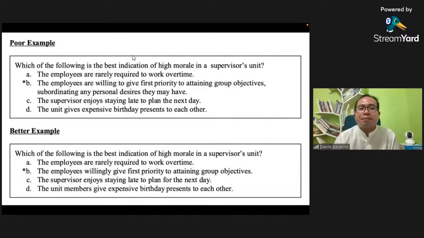For example, which of the following is the best indication of high morale in a supervisor's unit? It's a direct question. Now, the employees are required to work, the employees are willing to give first priority to attaining group objectives and so on, the supervisor enjoys staying late to plan the next day, or the unit gives expensive birthday presents to each other. Okay, what is supposedly wrong in this case?